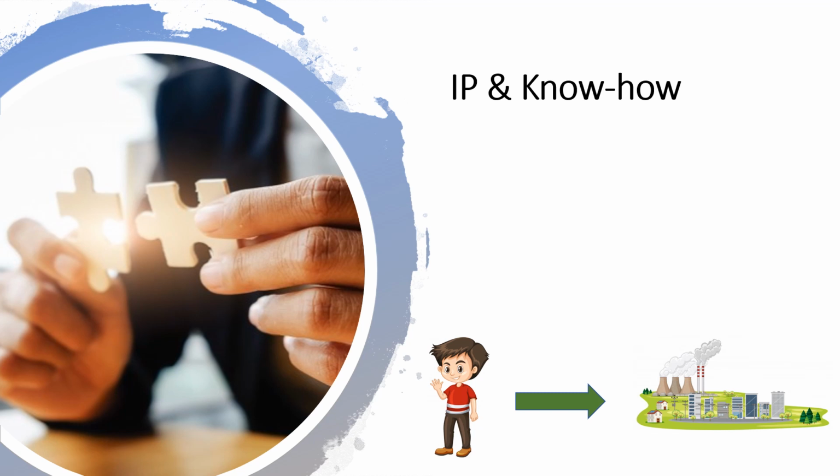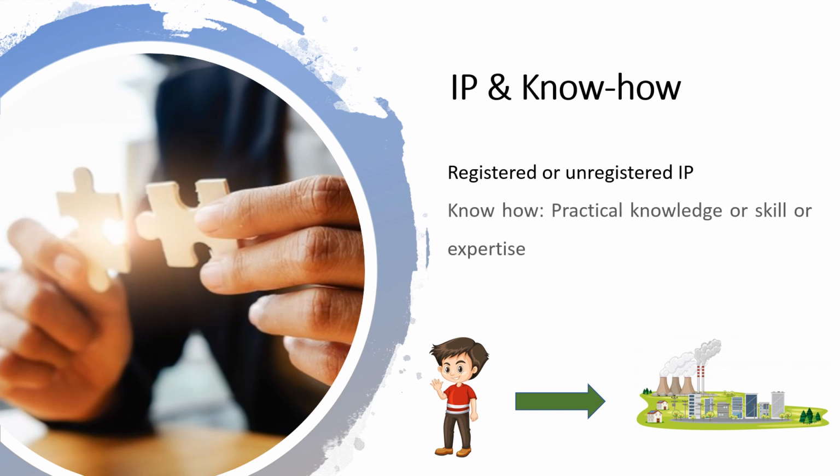Transfer of intellectual property and know-how is extremely critical in technology transfer agreements. IP involved in the transaction could be in the form of patent, copyright, trademark, design, confidential information, and even trade secret. And such intellectual property may be either registered or unregistered. Know-how means practical knowledge, skill, or expertise, and it has to be clearly written in the agreement to what extent such know-how would be transferred and how confidentiality of it will be maintained.